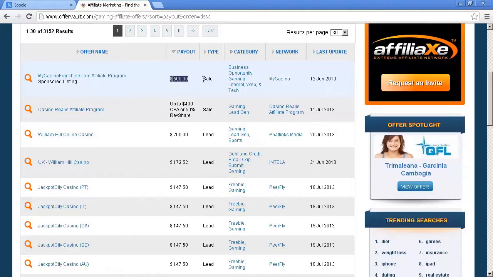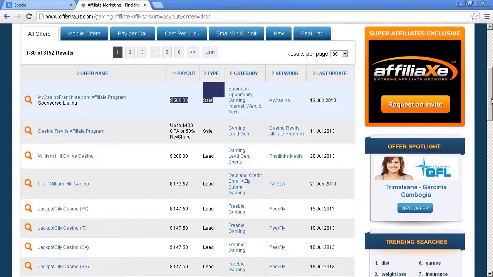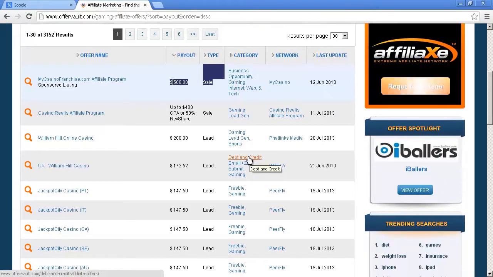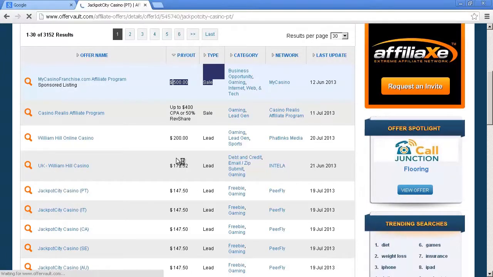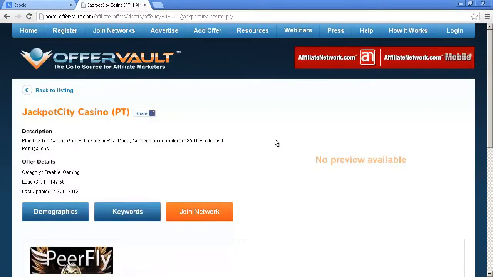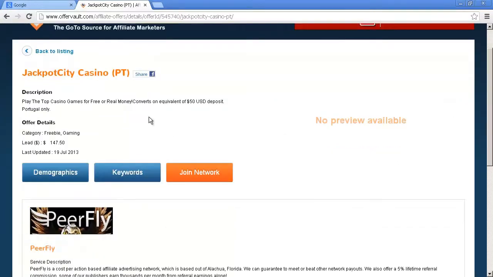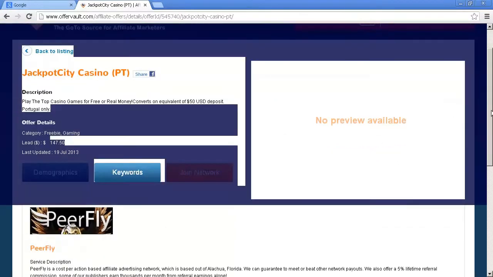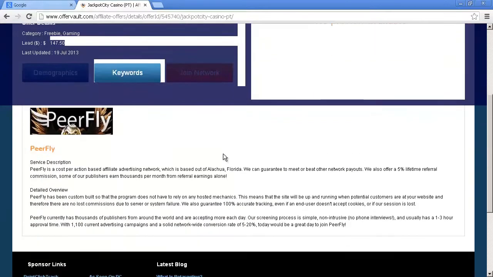We can also preview the offer. For example, let us say that we want to preview the Jackpot City Casino offer. Offer description: play the top casino games for free. Okay, this traffic is only for Portugal. There is no preview available for the landing page. Here it says which network is hosting the offer. Peerfly, a very good network which I'm part of.